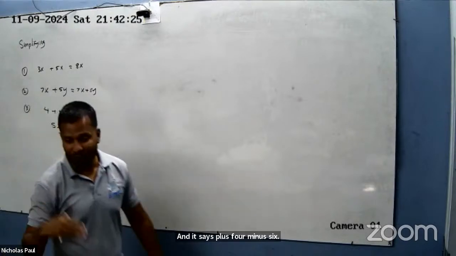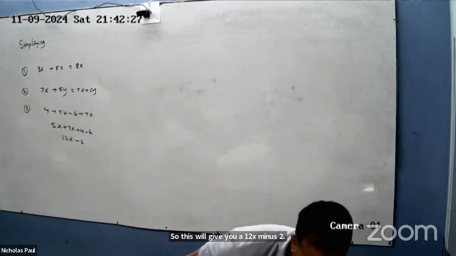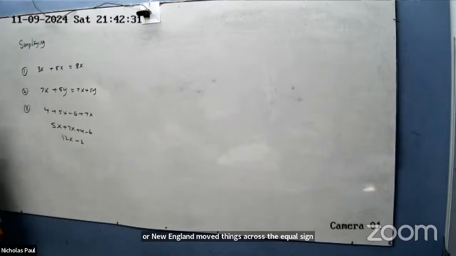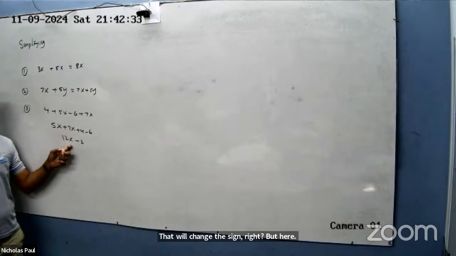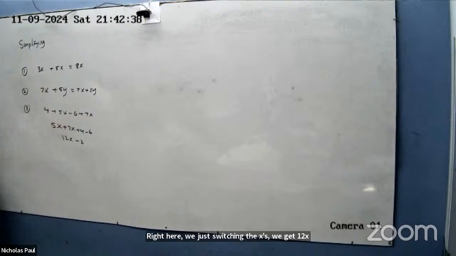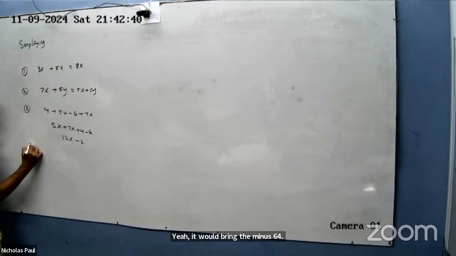Only when you move things across the equal sign, then we change the sign, right? But here, we just switch in the x's, we get 12x. Here we bring the minus 6 and the 4. That's okay? Yeah. Number 4, right?